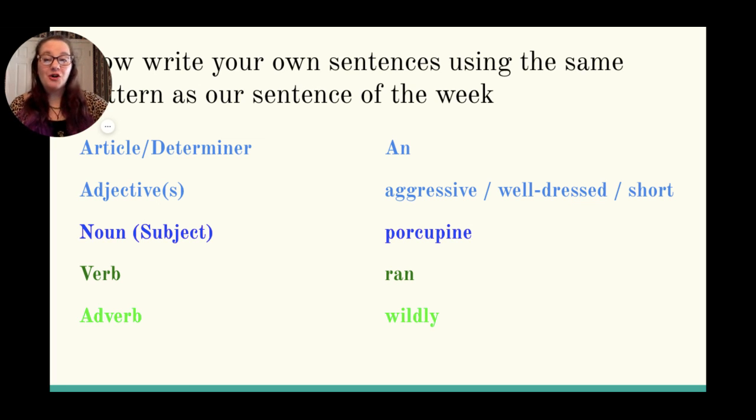So if you were to write your own sentence that followed this same exact pattern of article or determiner, adjective, noun, verb, adverb, my sentence I came up with is an aggressive, well-dressed, short porcupine ran wildly. So if you follow this same pattern, you can create exciting, unique, weird sentences as well.